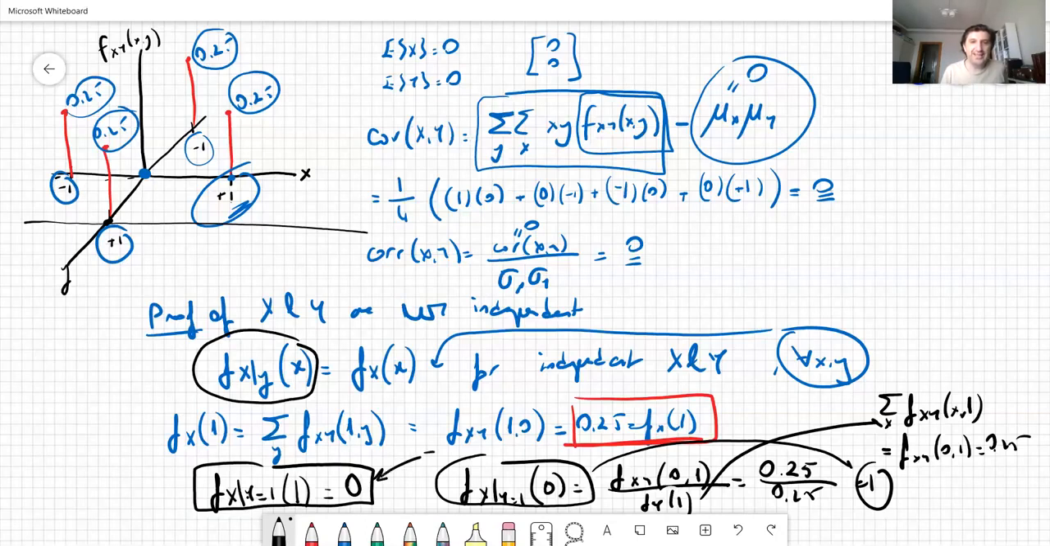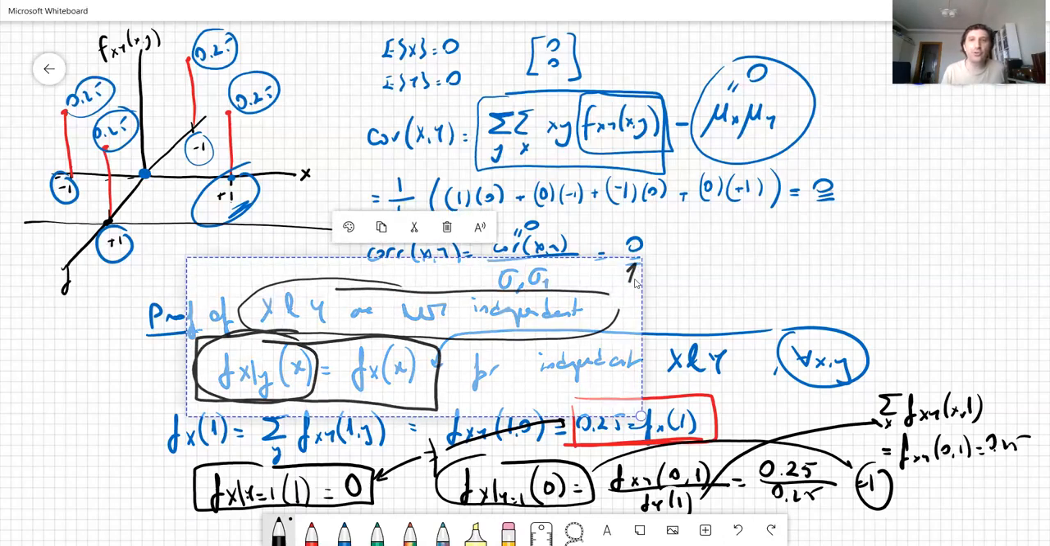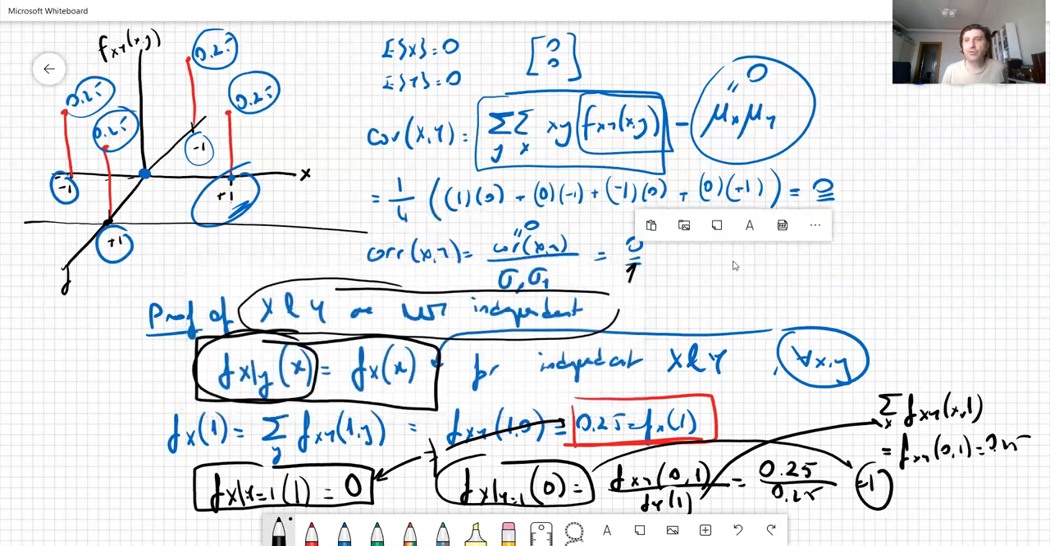You should see that these two are not equal to each other. On the other hand, for independent X and Y, you have to satisfy this condition. Therefore, X and Y are not independent. So here is everything: although X and Y are not independent, their correlation and also covariance are equal to 0. That's actually the moral of the story.